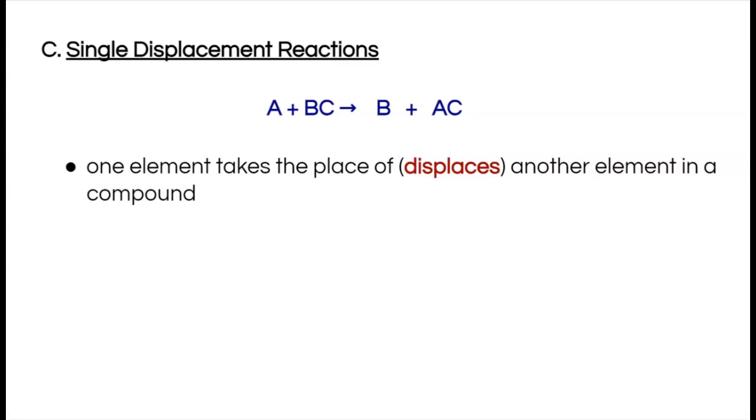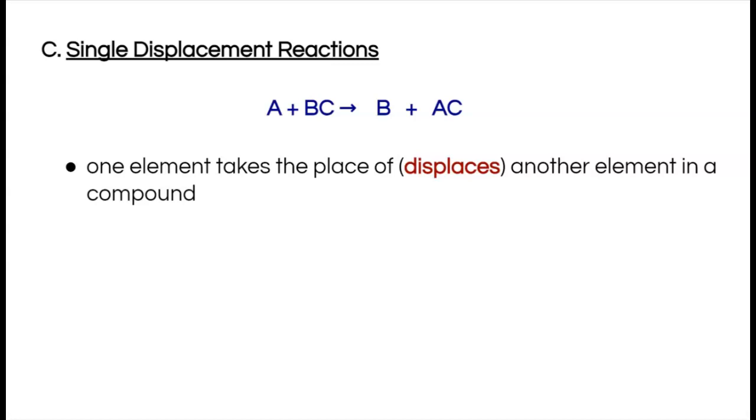So this is the third of 4 videos on predicting products of chemical reactions, and we're going to look at the third type, which is a single displacement reaction, sometimes called a single replacement reaction. So let's take a look at this reaction for a minute. The general formula is A plus BC goes to make B plus AC. What's really going on here? What does it appear that is happening?